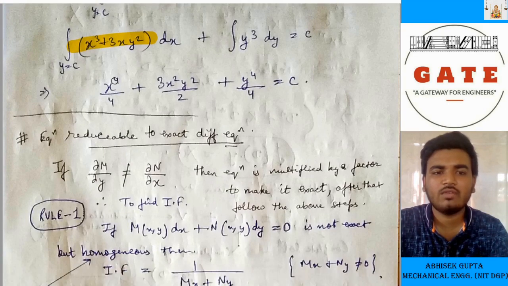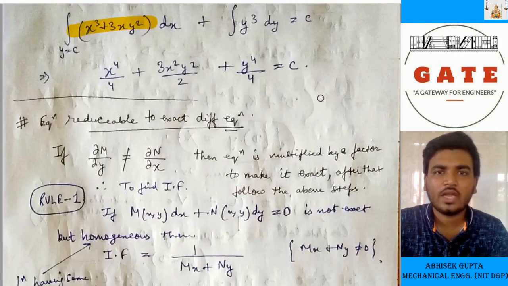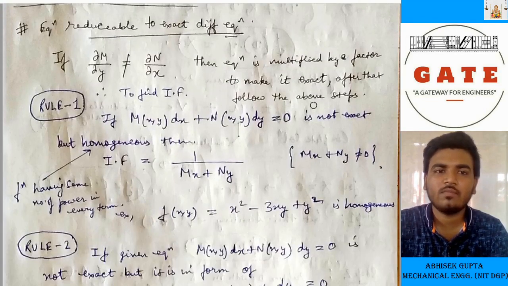After integrating we get x power 4 upon 4 plus 3x square y square upon 2 plus y power 4 upon 4 equals c. This is the solution. So like this we proceed in exact form.